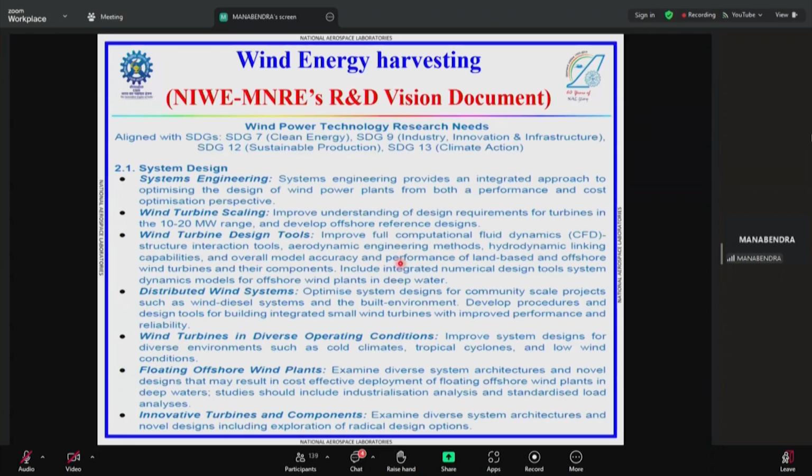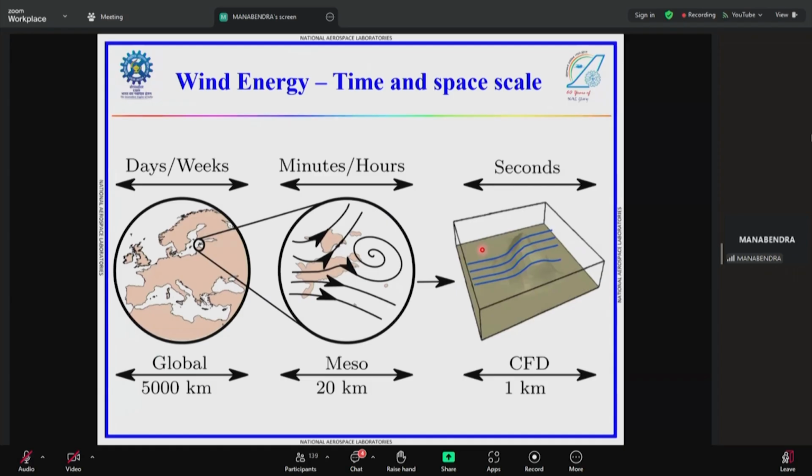So it is explicitly mentioned in the vision document itself that there is a need for the CFD community to get involved in these noble efforts to harvest renewable energy. The only issue when you talk about renewable energy is the scale. So we are talking about a big temporal scale, which can vary from days to weeks, or a slightly lower scale, which varies from minutes to hours, or something which is varying within seconds.